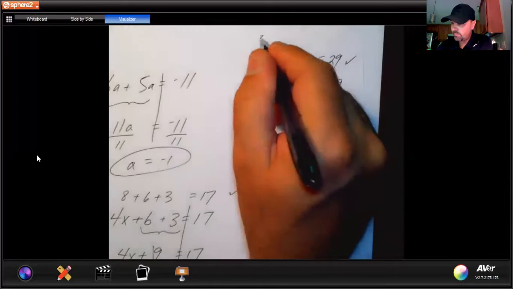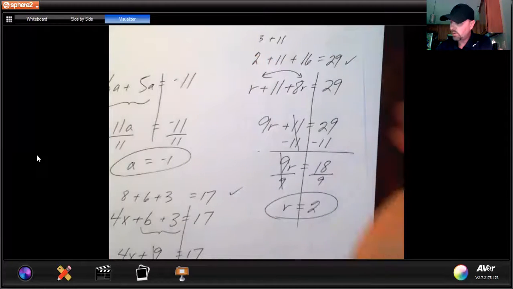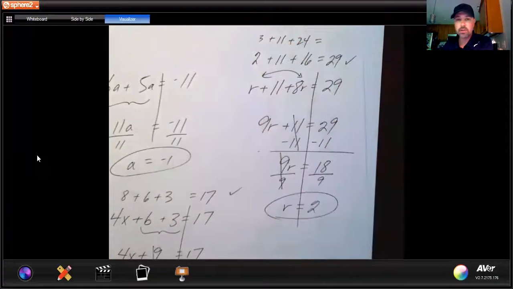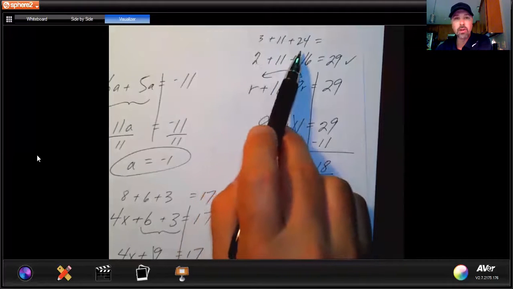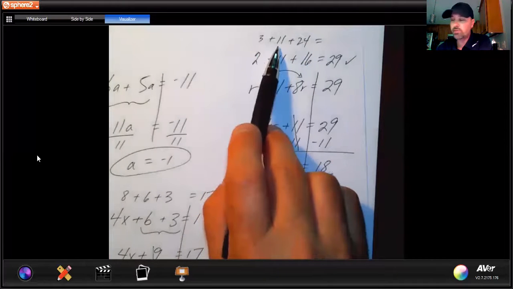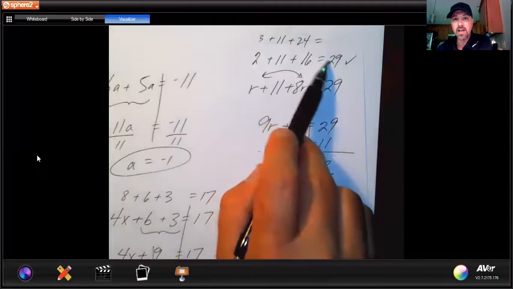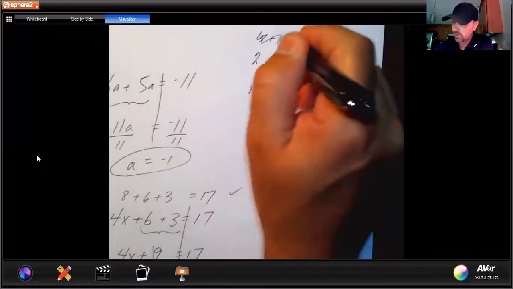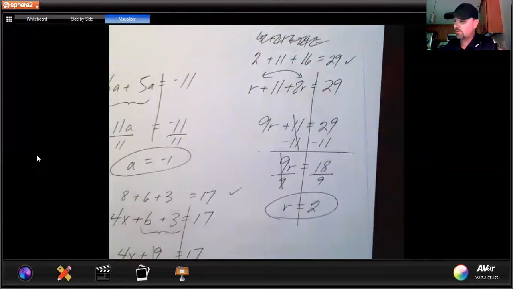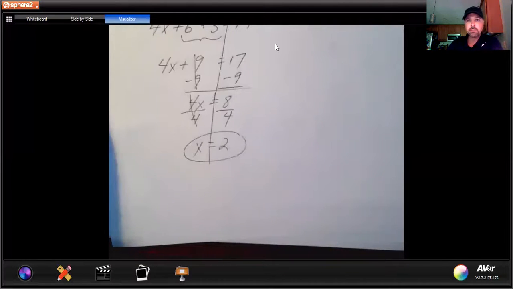R would be 3, plus 11 plus 8 R's. 8 3's would be 24. Okay? So if I had made the mistake of putting R as 3 instead of 2, here's the numbers I would come up with. 3 plus 11 is 14. 14 and 24, that's 38, not 29. So I would know at that point that I found the wrong value for R. Okay? Hopefully that makes sense. Let's go back to our worksheets.